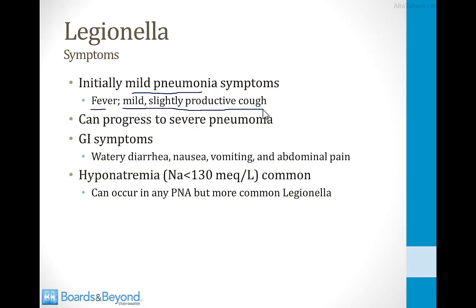And two special features of Legionella pneumonia that you should know about are the GI symptoms and the low sodium level. So patients with Legionella often have concomitant GI symptoms like watery diarrhea, nausea, vomiting, or abdominal pain, and that makes this a unique bug in terms of pneumonia causes. In addition, patients with Legionella classically have hyponatremia. They can develop a sodium level that's less than 130.